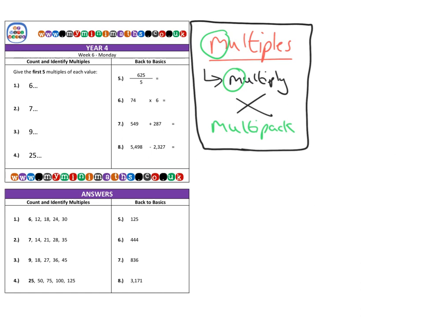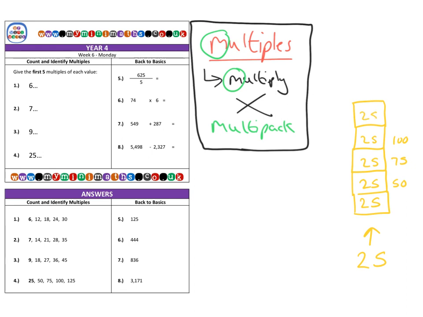And finally we're on to question 4, and this time we are going to count up in multiples of 25, and this time we could look at it as adding up in blocks of 25. So my first block would be 25, add another 25 would be 50, add another 25 would be 75, add another 25 would be 100, and our 5th block of 25 will give us 125.